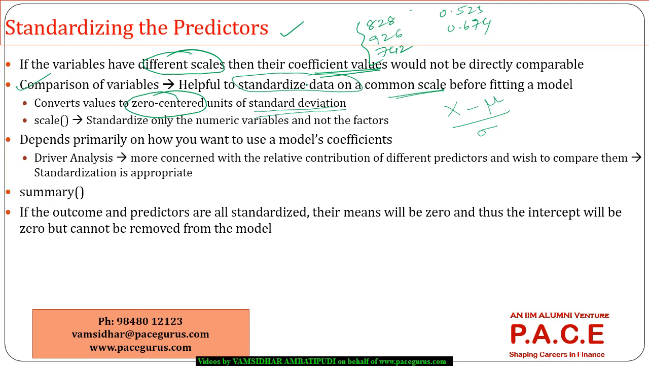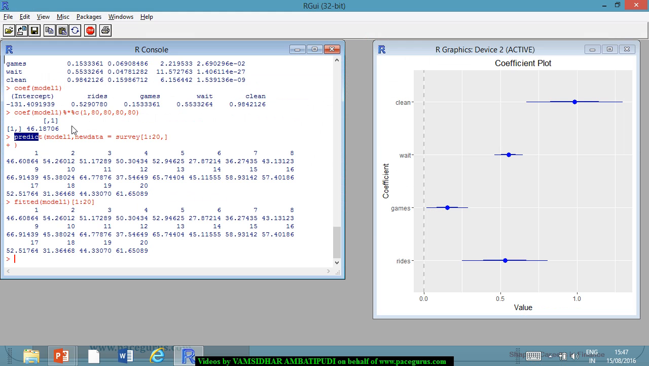Either it is 1.23 standard deviations above 0 or 1.45 standard deviations below the mean, some such kind of adjustment. And scale is a function which standardizes the numerical variables altogether. So in the same example, let me create a model 3 by just doing a scale. So let me take the predictors now. I'll create a model 3 or model 2. Let me call it model 2.